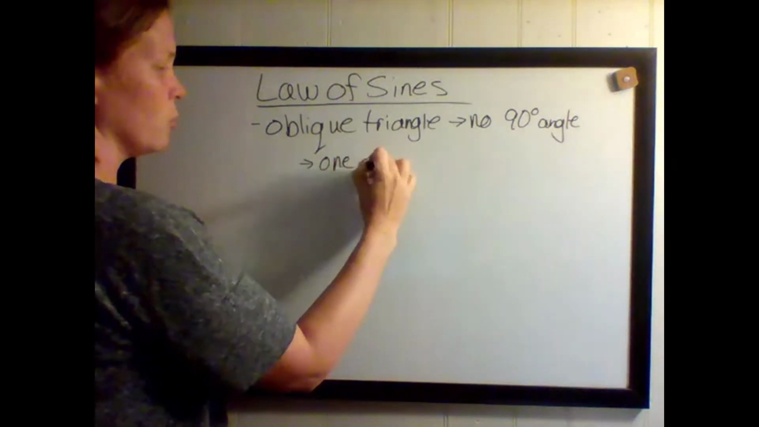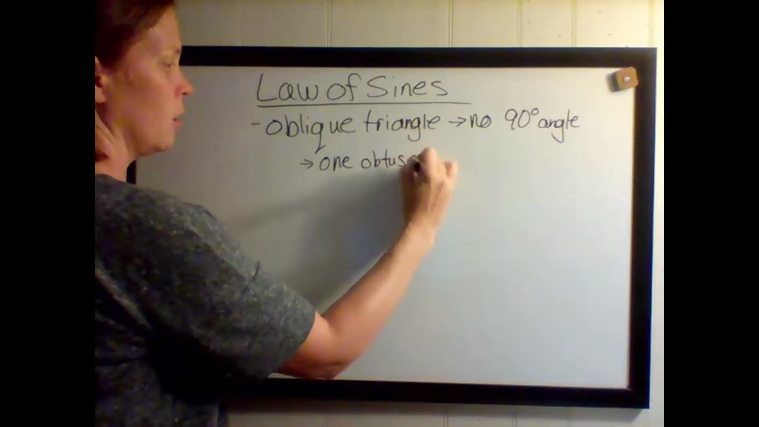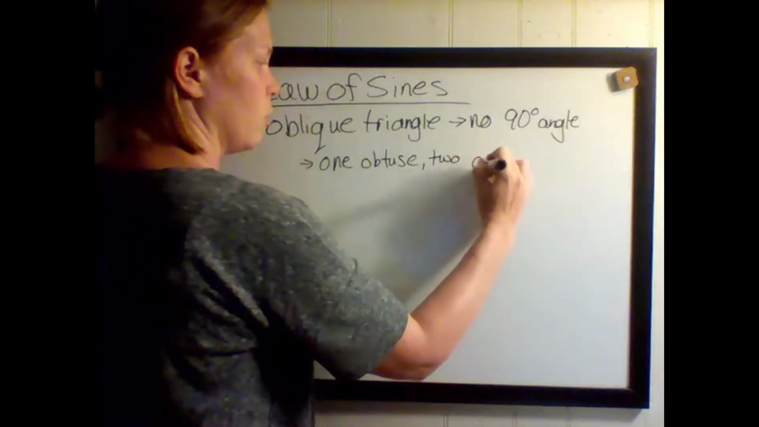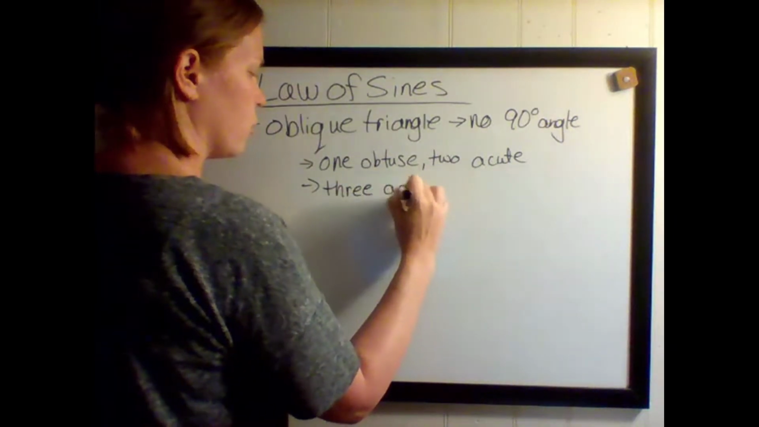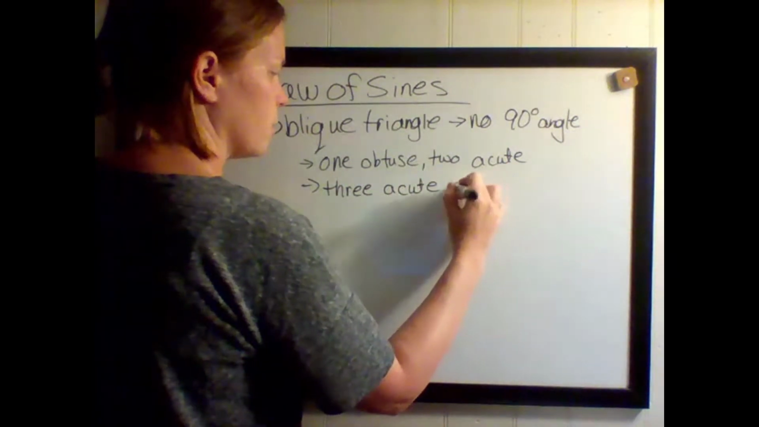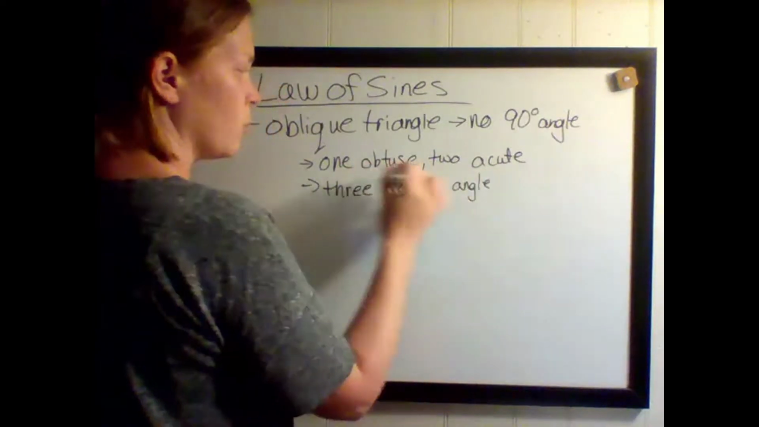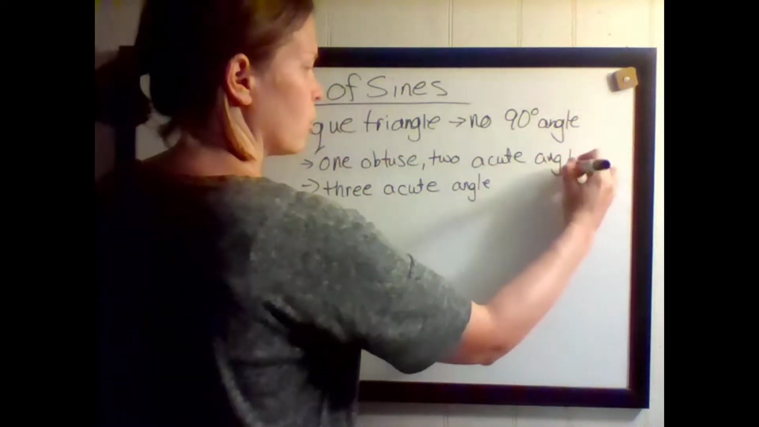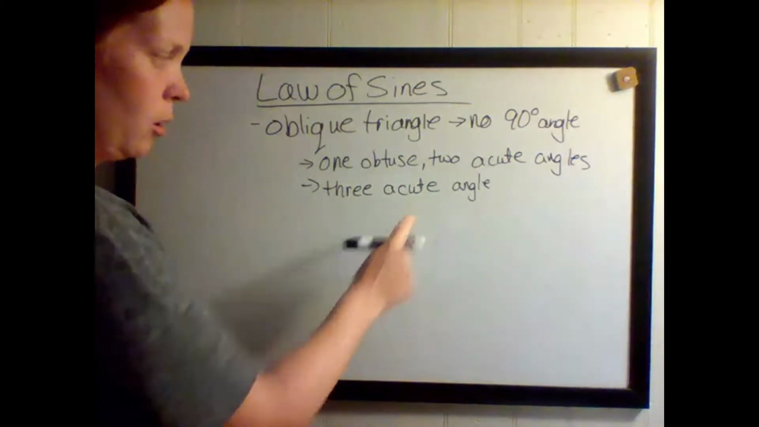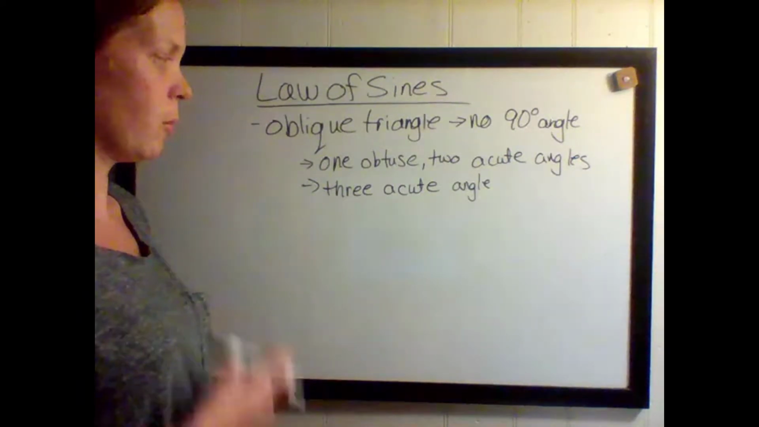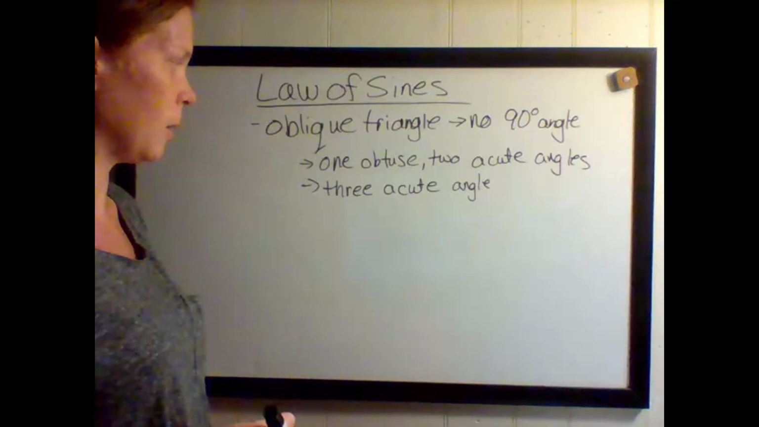if one of them is obtuse, more than 90, then the other two would be acute. Or we can have 3 acute angles. So 1 obtuse, 2 acute angles, or 3 acute angles. Like if it was a 60, 60, 60, that's an example where those are all acute angles. That would work out to that they add up to 180.